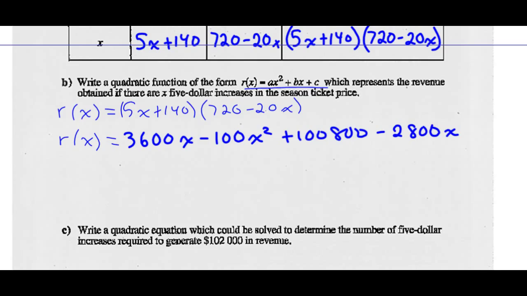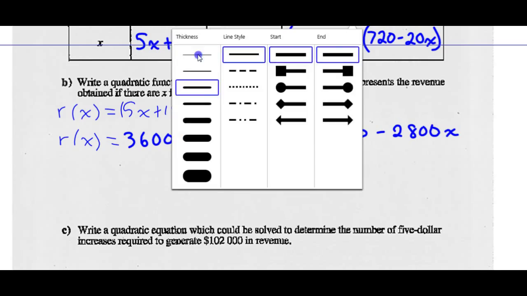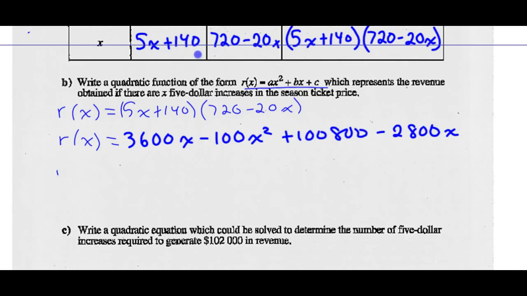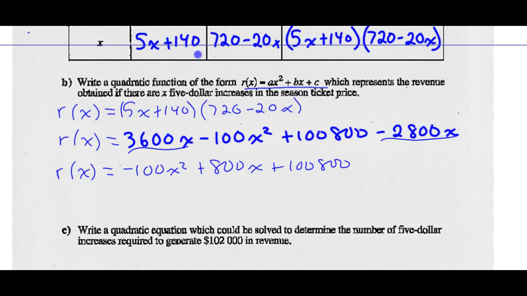So if I want R of x in the simplest form, we want our x squareds first, so negative 100x squared. Then combine our x's: 3,600x minus 2,800x is a plus 800x. And then we've got 100,800. All right.